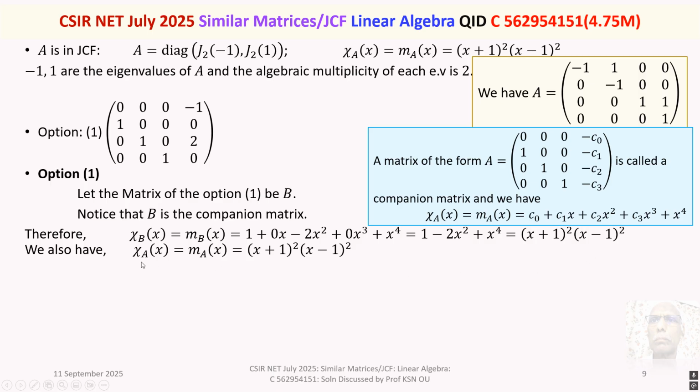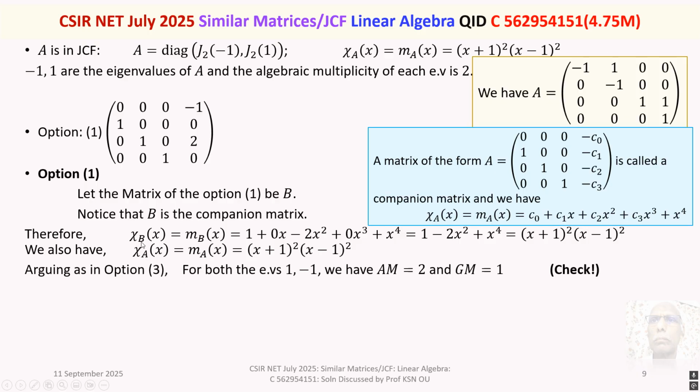We also see for this matrix A, chi of A of x and the minimal polynomial of A of x, they are equal. So it gives a suspicion that this A and B may be similar. So what we are arguing, as in option 3, for lambda equal to 1 and lambda equal to minus 1, for both the eigenvalues 1 and minus 1, we have the algebraic multiplicity is 2 and the geometric multiplicity is 1. It is only a repetition of arguments, and that is why the details are omitted, and if you have any doubt, you check it.